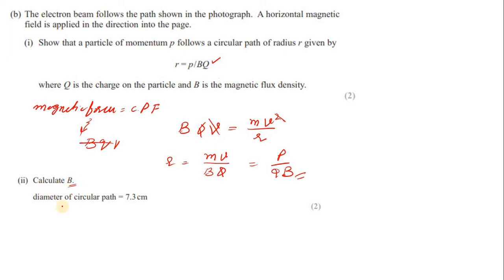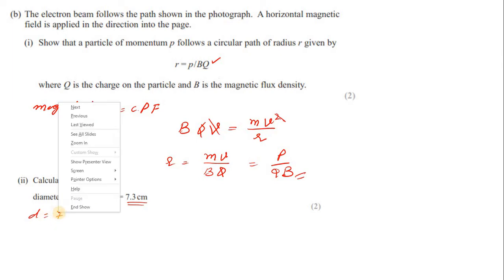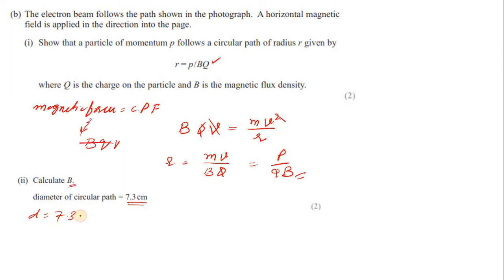Calculate the value of B. Diameter of circular path is 7.3 centimeter. Remember, this is a diameter, so D is equal to 7.3 centimeter. You can convert into meter, divided by 100, 0.073 meter. And we need to find the B. So make B as a subject from this equation.